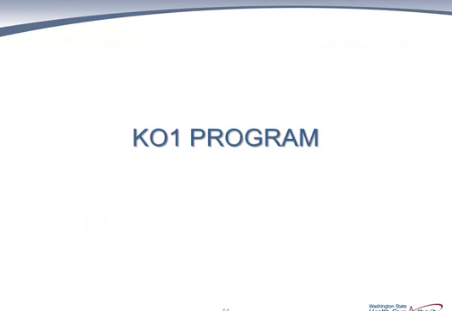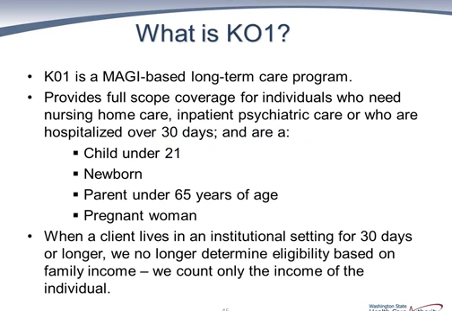Okay. So KO1, that's an interesting name, but of course we get the name from a lot of our ACES system codes. So it happens to be the medical coverage group used in our eligibility system. But KO1 is a MAGI-based long-term care program, so it uses that modified adjusted gross income methodology in terms of which income we count and whose income we count.